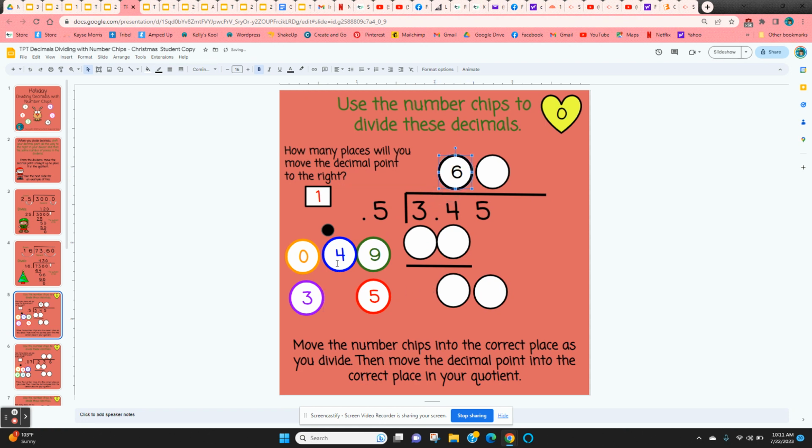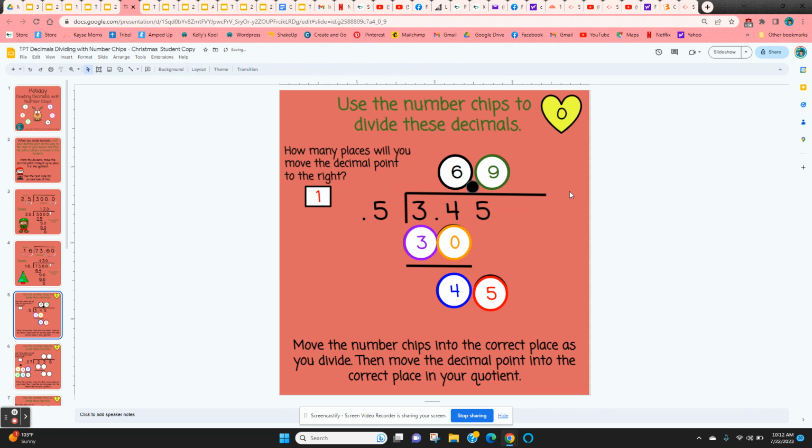6 times 5 is 30. So again, click and hold. And they can move these chips. Then they're going to subtract, bring down, and 5 goes into 45 9 times. Now to place the decimal point, this is movable also. So if they move the decimal point one place to the right, it's going to be right between the 6 and the 9. So 6 and 9/10.